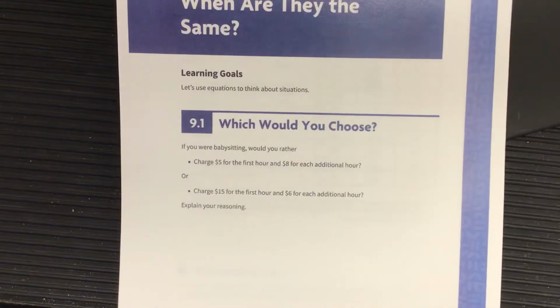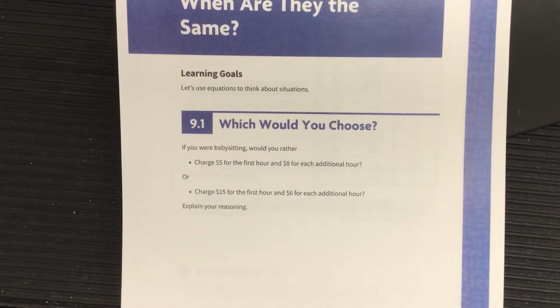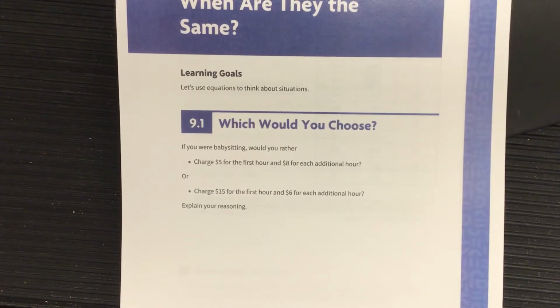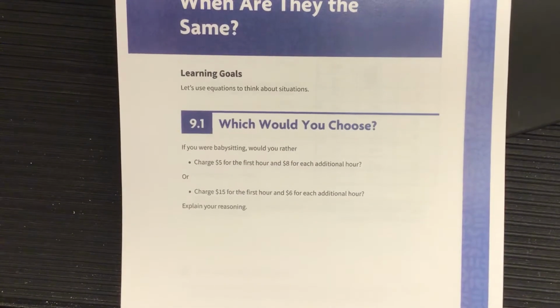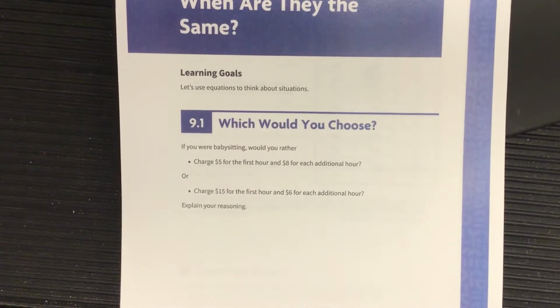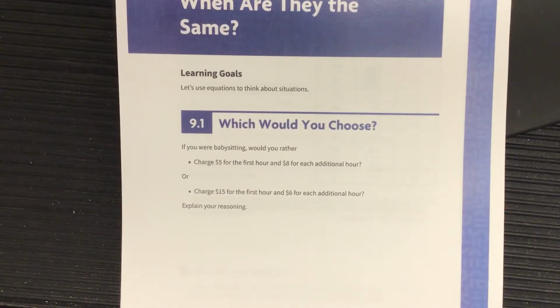All right, first question. Lesson 9, when are they the same? Okay, so if you were babysitting, would you rather have two options: $5 the first hour and $8 an hour after that, or $15 for the first hour and $6 after that? Please make your opinion known. Circle one of those and be ready to explain why. I wanted that up front, and then we will figure that out.